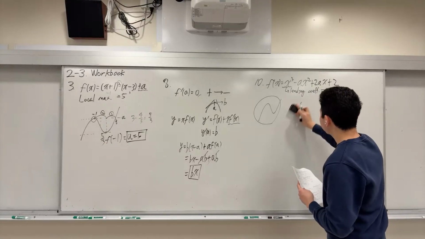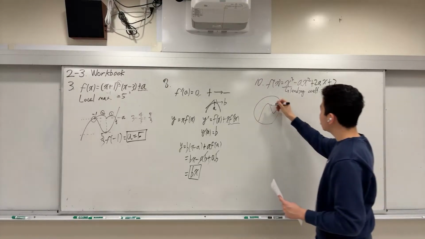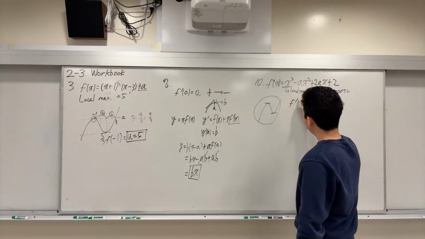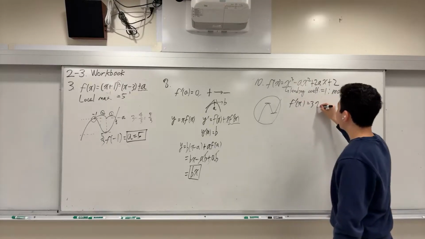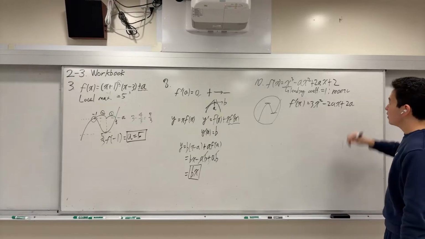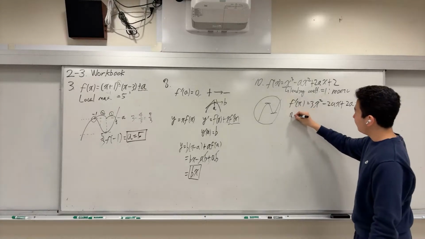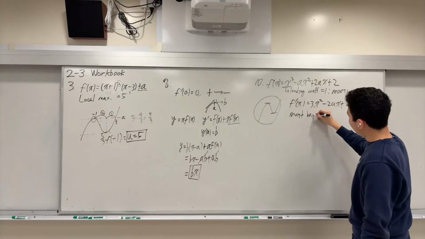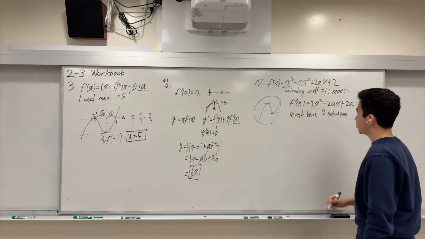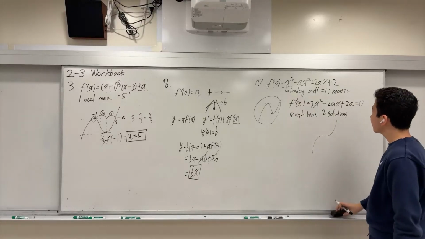So in order for this cubic function to have local extrema, we need 2 points where the derivative is 0. Now the derivative we can find quite easily, 3x squared minus 2ax plus 2a. This equals 0 must have 2 solutions, obviously, that are different from each other. If there was one solution, the curve would look like that, right?